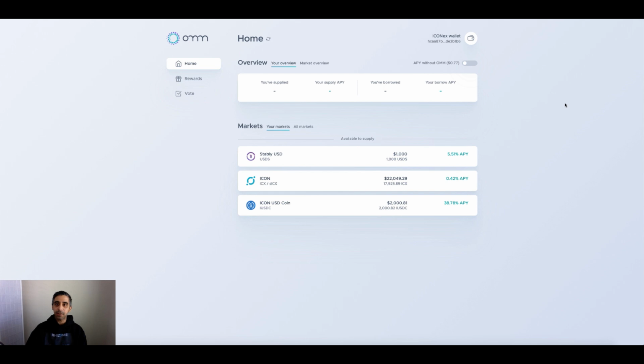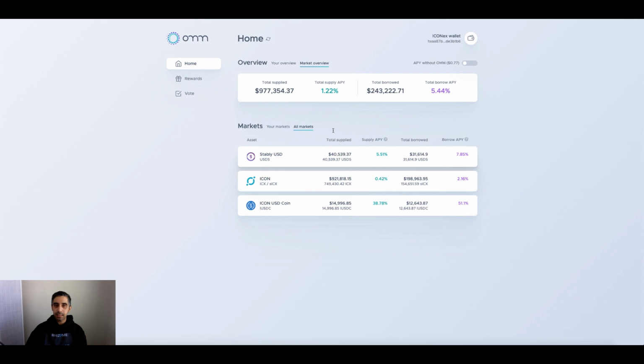Okay, great. So you can see I am logged in, and what we're looking at is the home screen, and by default it comes across to your overview, which is the assets I have in my wallet, what we're seeing on screen here. If I go to the market overview, it will then show what's going on across the platform as an overview, and you can see over here all the markets the platform supports, if I click on all markets.